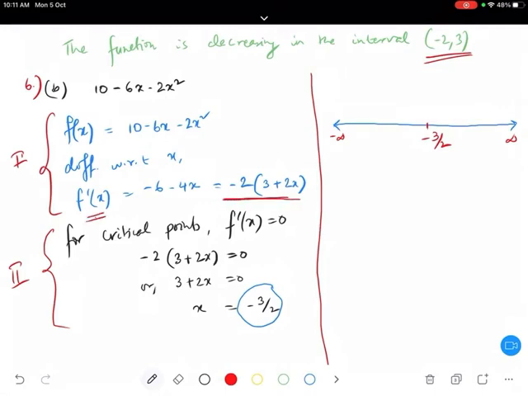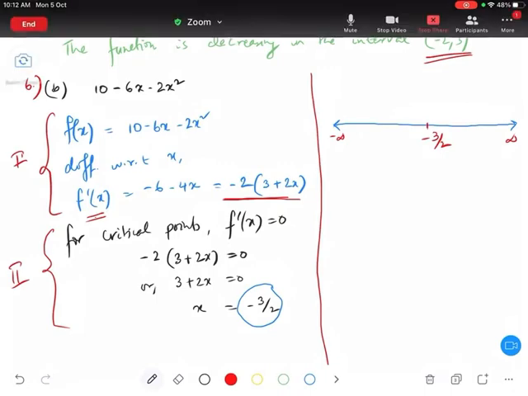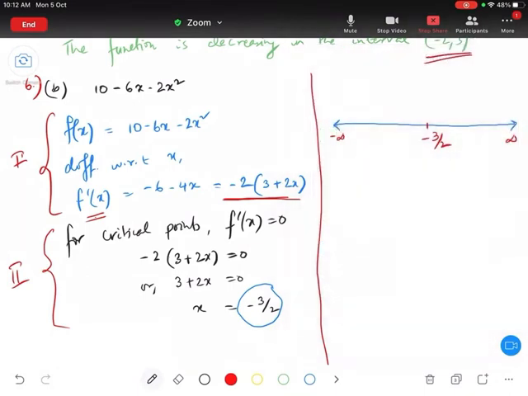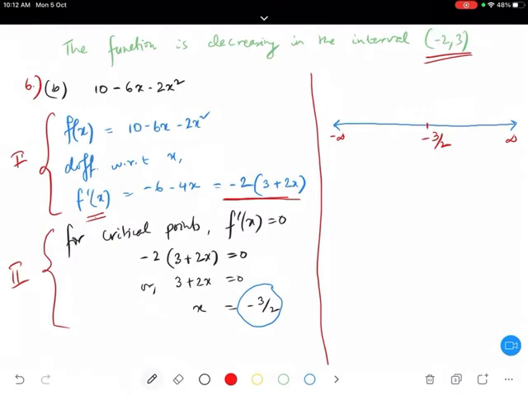Now, put 0 in here and tell me whether it will be positive or negative. Whether f dash x is positive. Look at it carefully and tell me whether the value of f dash x will be positive or negative if I put 0 in that expression. It will be negative, right? Because if I put 0 in place of x, I get minus 6.